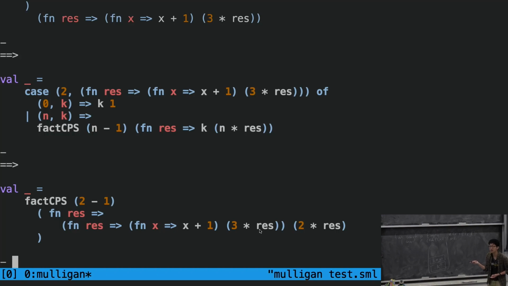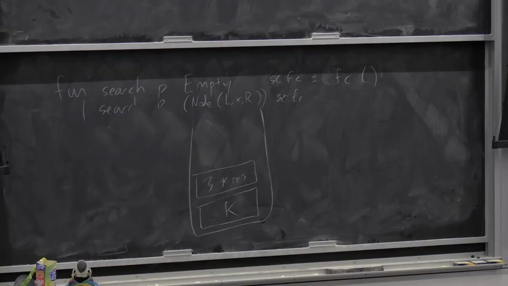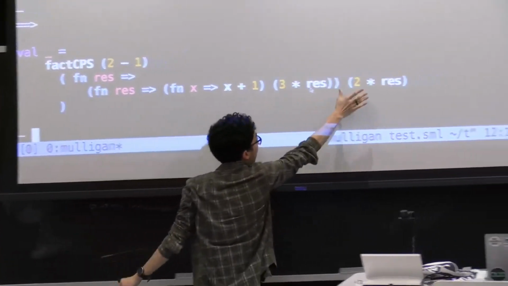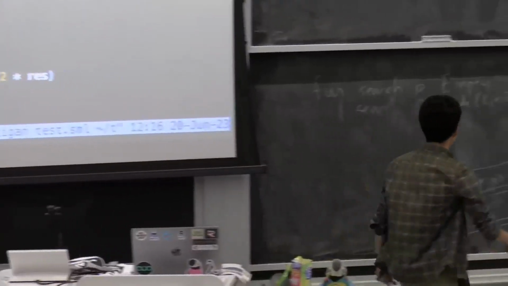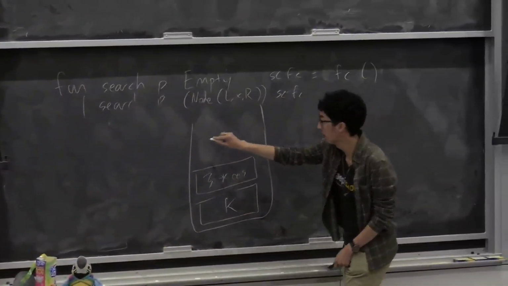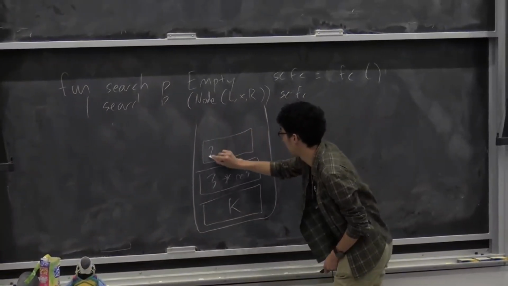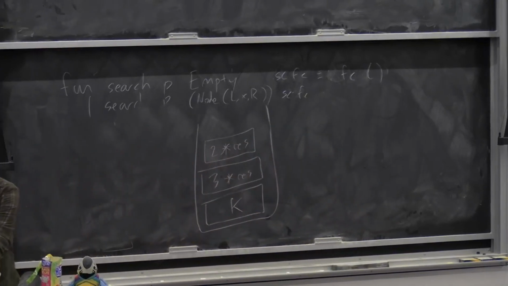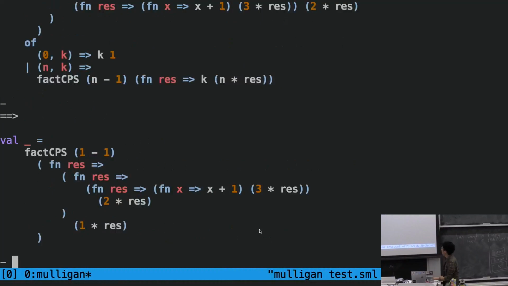Something else I say is that CPS is like a jelly donut, okay? Or like a donut. Because I take this thing and I wrap it in a big lambda where I now am applying it to 2 times res. So that means that in terms of my stack, I put 2 times res on the stack. Okay, another two or three steps. Now, you can probably predict what I'm going to say next.